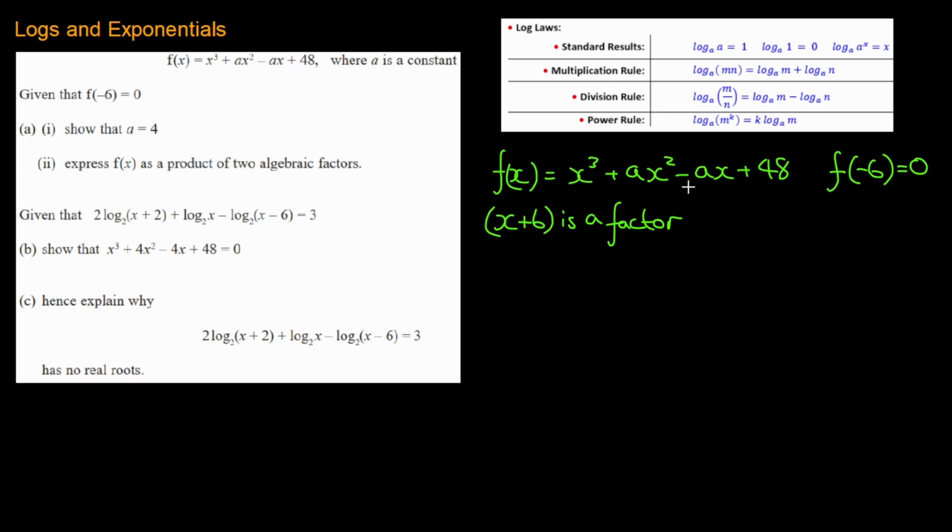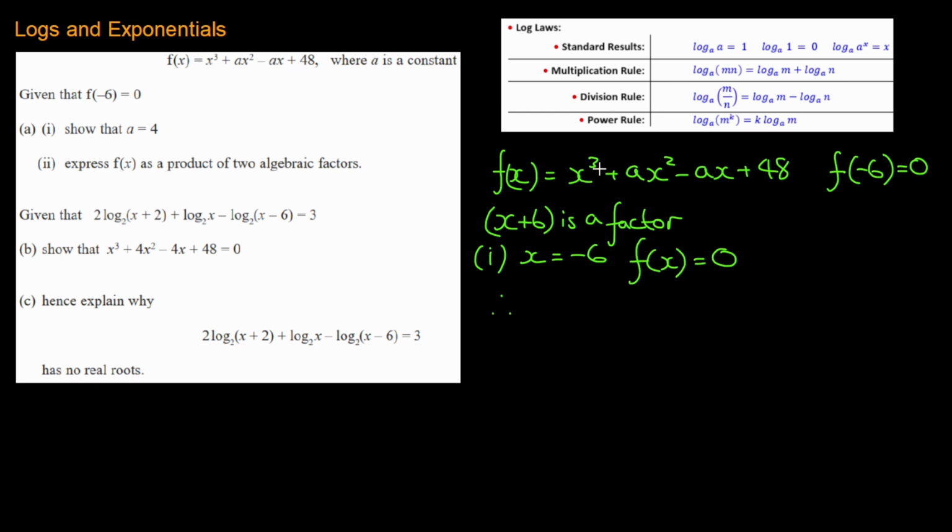What it means is if I put x equal to negative 6 throughout this equation, it generates 0. Now we've got to show that a is equal to 4. So to answer part 1, all we've got to do is substitute x equal to negative 6 into f(x), which we know is equal to 0, and solve for a.